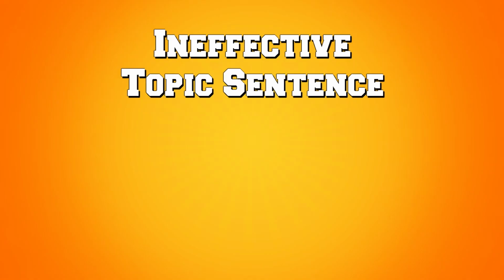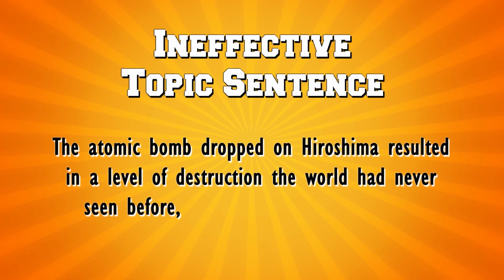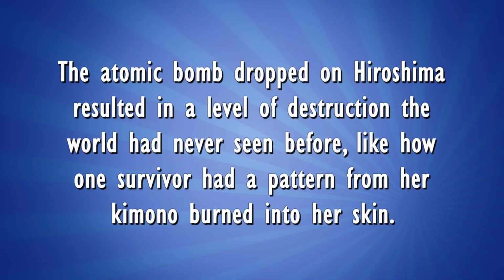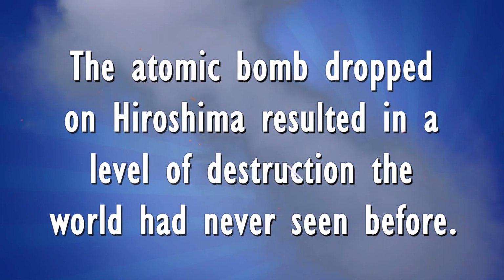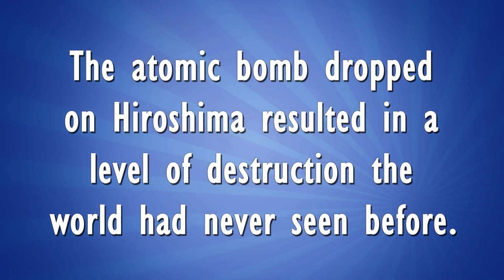And finally, you want to save specific examples for later in the paragraph and keep them out of your topic sentence. So don't write, "The atomic bomb dropped on Hiroshima resulted in a level of destruction the world had never seen before, like how one survivor had a pattern from her kimono burned into her skin." That example could be effective for later in your paragraph, but if you put it in your topic sentence, that means your entire paragraph has to focus on that one specific example, and that's not what you want. If we just get rid of that example, we have an effective topic sentence. The atomic bomb dropped on Hiroshima resulted in a level of destruction the world had never seen before.